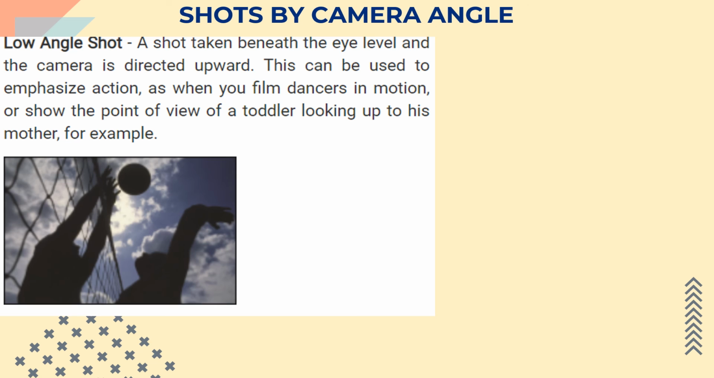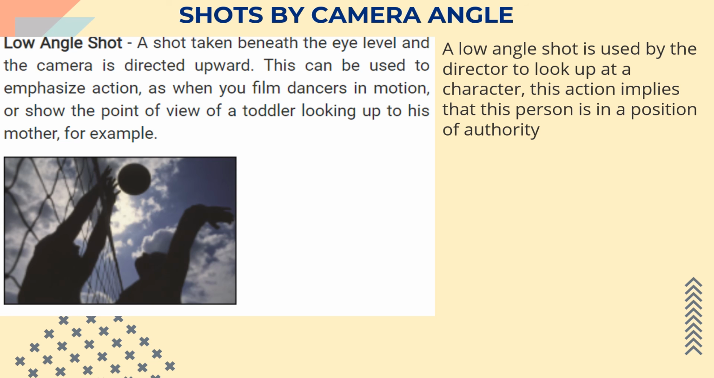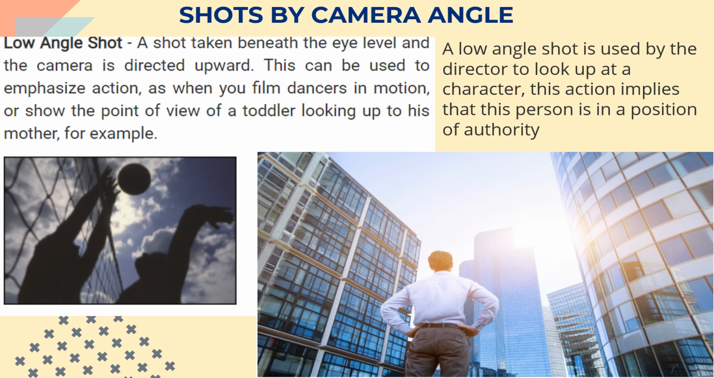These can be used to emphasize action as when you film dancers in motion or show the point of view of a toddler looking up to his mother, for example. A low-angle shot is used by the director to look up at the character. This action implies that this person is in a position of authority. This can have an effect of making the subject look powerful, heroic, or dangerous.